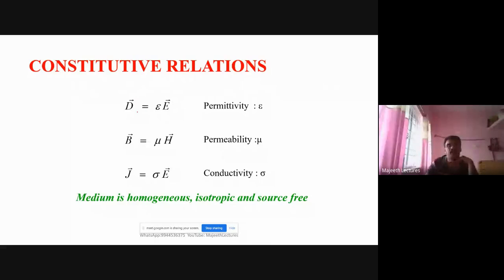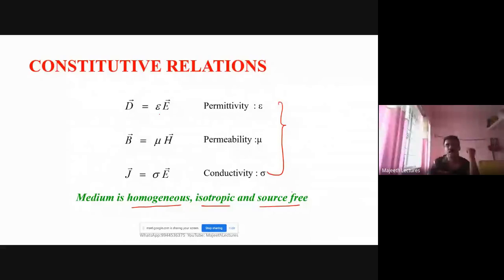Constitutive relations are these three relations. The first relates D and E. The second relation relates B and H. The third relates J and E. So these are all parameters: epsilon, mu, and sigma. These are free space parameters. Epsilon is permittivity, mu is permeability, sigma is conductivity. This relation is applicable when the medium is homogeneous, isotropic, and source free.